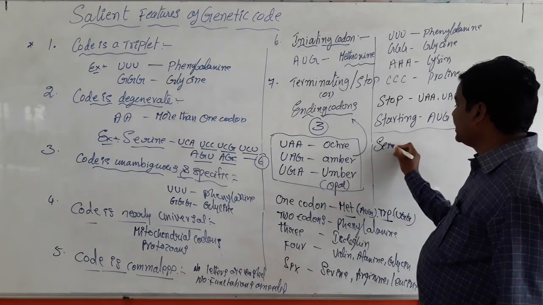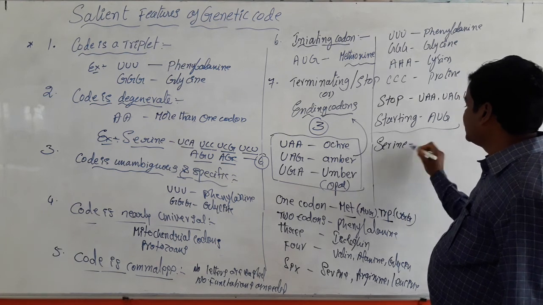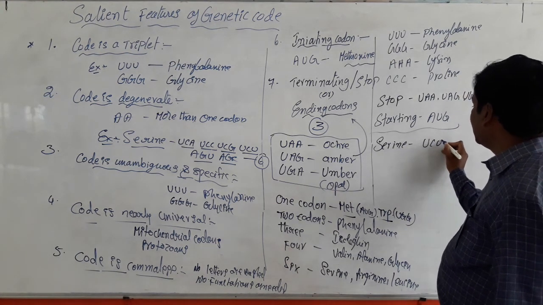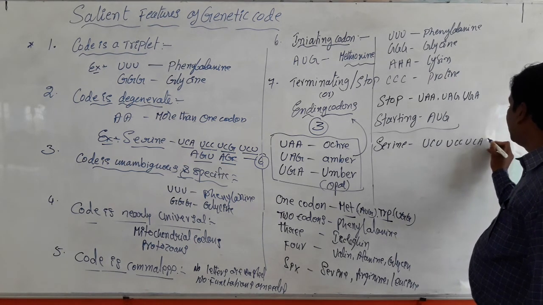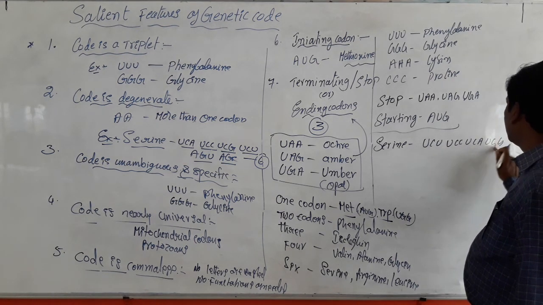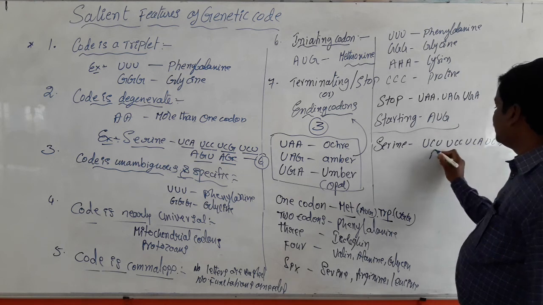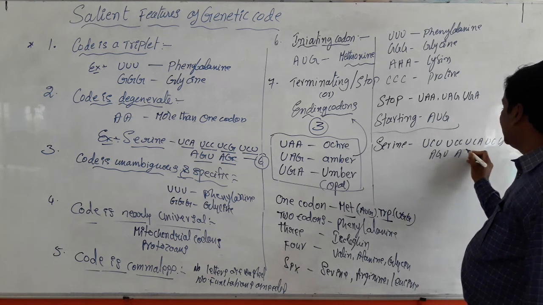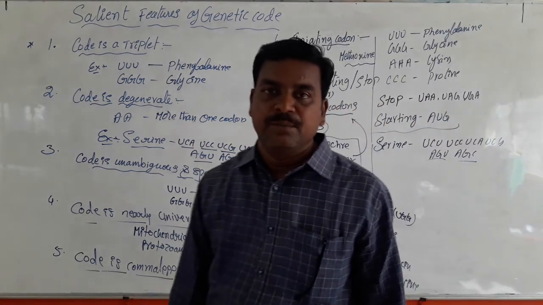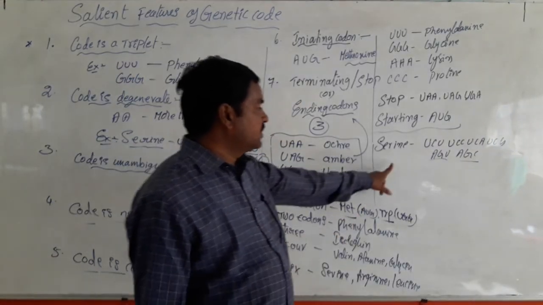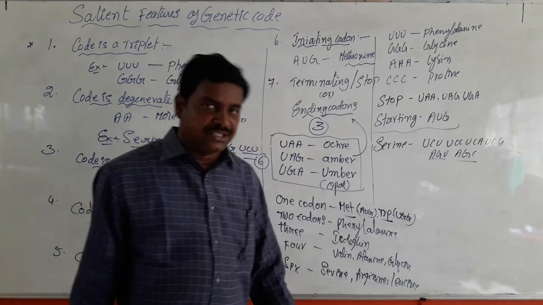Similarly, serine recognizes a total of 6 codons: UCU, UCC, UCA, UCG, and AGU, AGC. There are a total of 6 codons for recognition of serine. Very important.